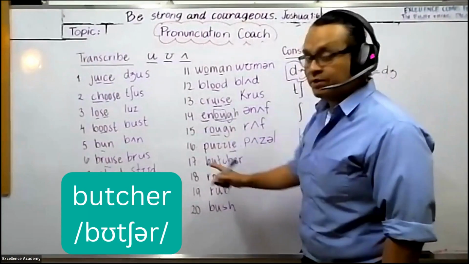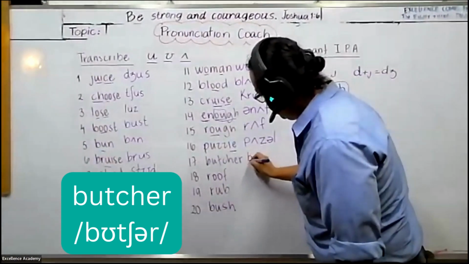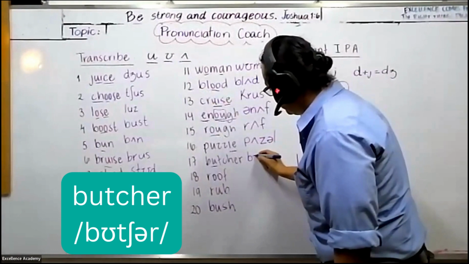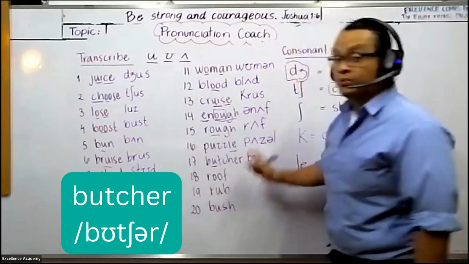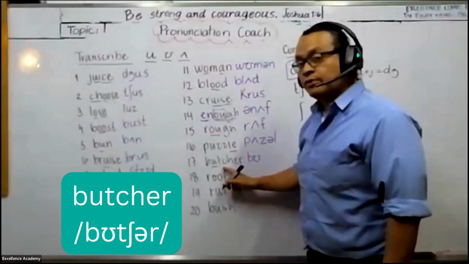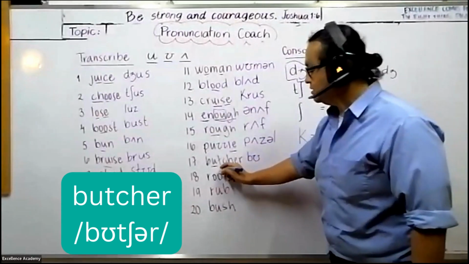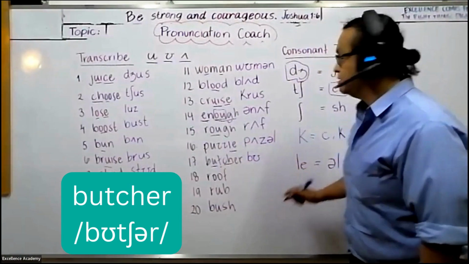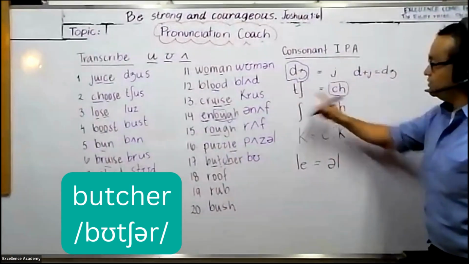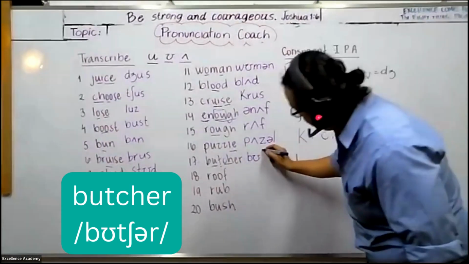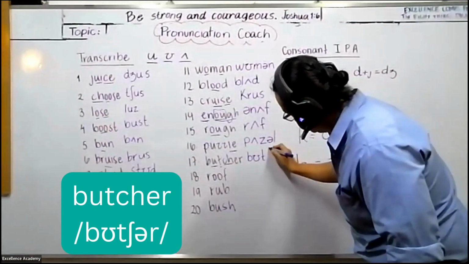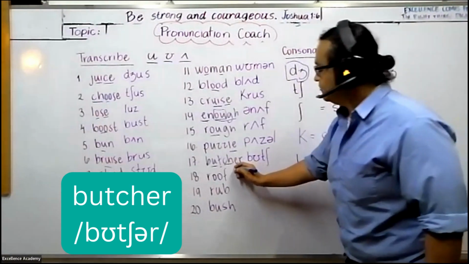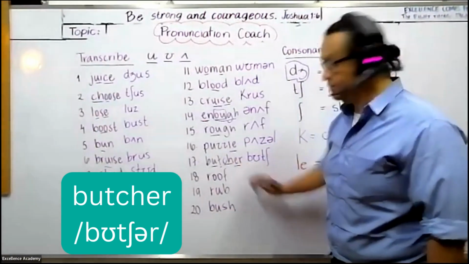Number 17, butcher. So we'll leave the B. The letter U here is going to be an uh sound. So let's transcribe the correct sound. Butcher. In spelling, we will write the letter T, but in the transcription, the letter T is mute. So we're not going to transcribe it. We'll leave it out. We have the ch sound. So we know that it's this symbol. So let's transcribe it properly. We'll put the ch sound, so anybody in the world can read it correctly. Ch.